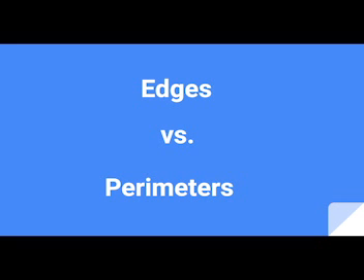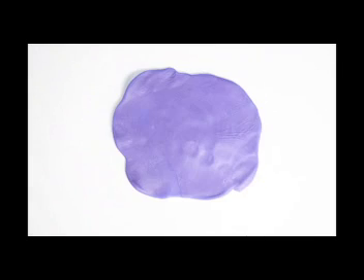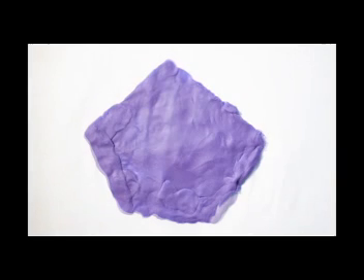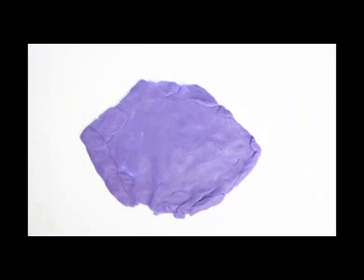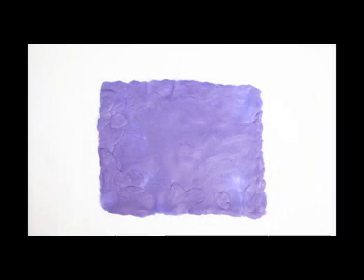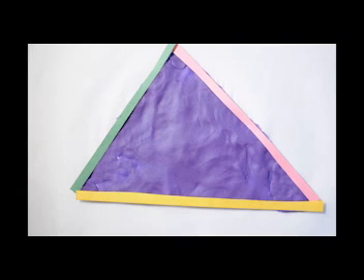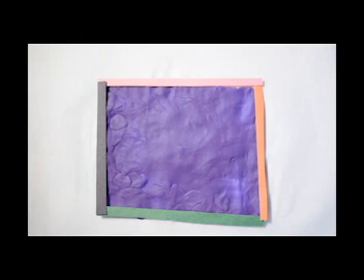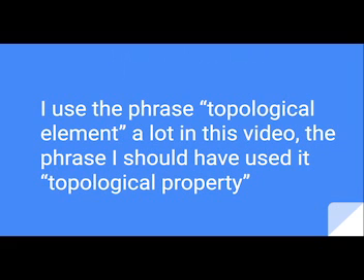Let's look at some 2D shapes made out of Play-Doh. We'll make a triangle, a pentagon, a hexagon, and a square. As I'm sure you could tell, each one of those shapes had a different number of edges, but they all just had the one perimeter. And that's because the perimeter, or really the word we should use is boundary, is a topological element, not a geometric one.